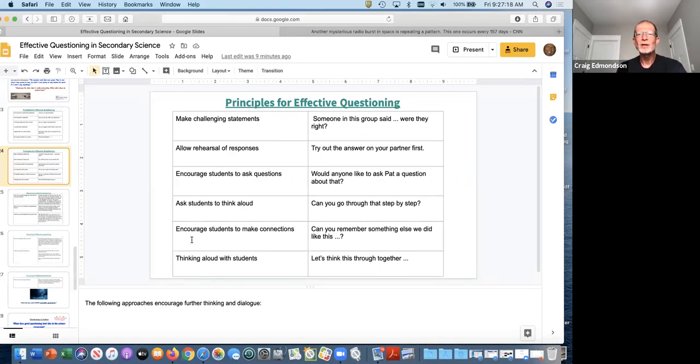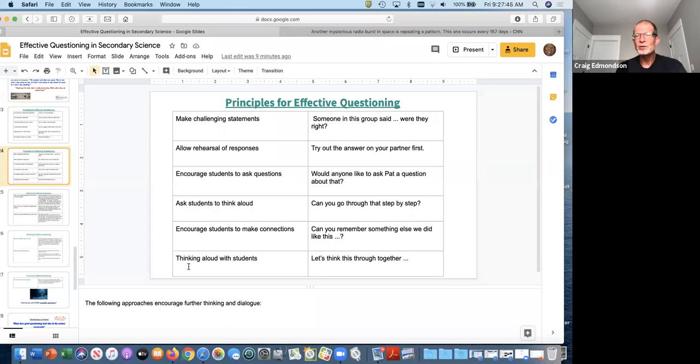Encourage students to make connections. Can you remember something else we did like this? That's a sense of elaboration. Okay? That they're going to take this situation and relate it to a situation that's similar but different, but kind of brings out the point. So they're going to make connections with their answer to other situations.